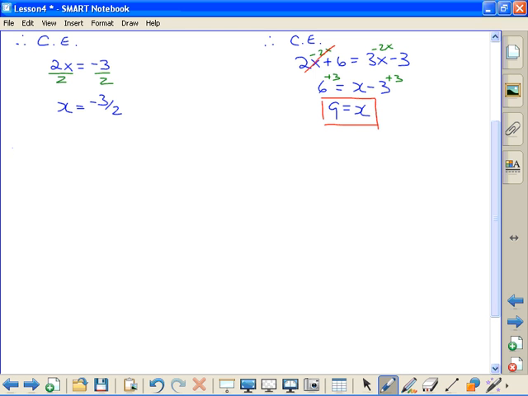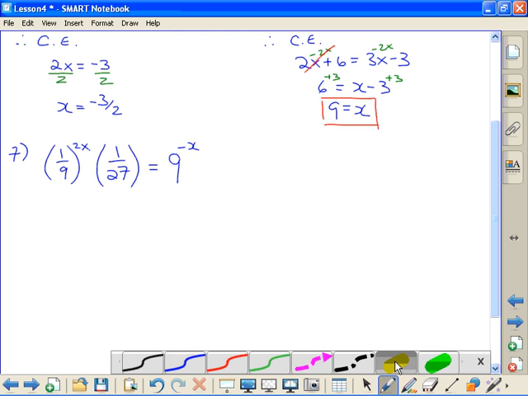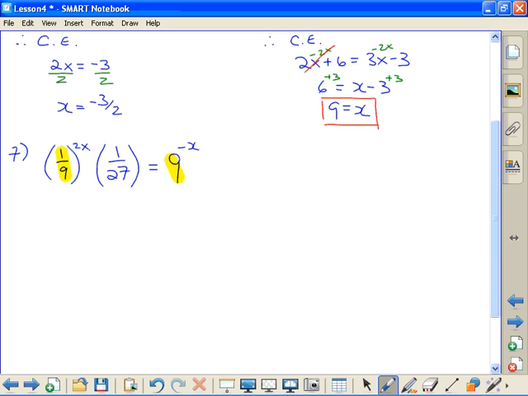So, example 7, it's possible to have all three terms. So if I had 1/9 to the exponent 2x multiplied by a 27 equals 9 to the exponent negative x. So in here we have three terms now. Only two of them have an x with them though, okay? So this base and this base have an x in the exponent.